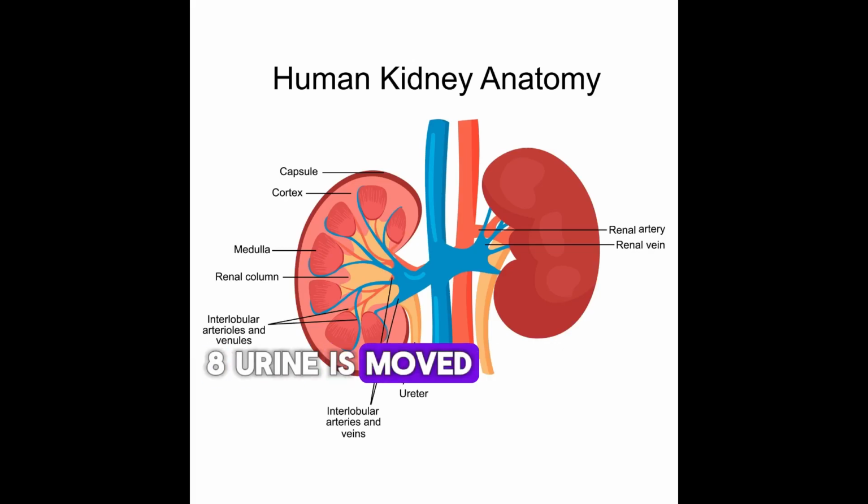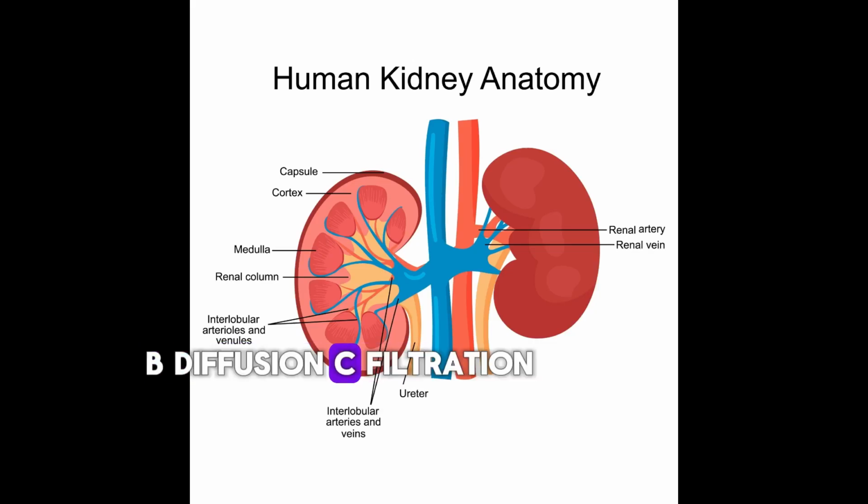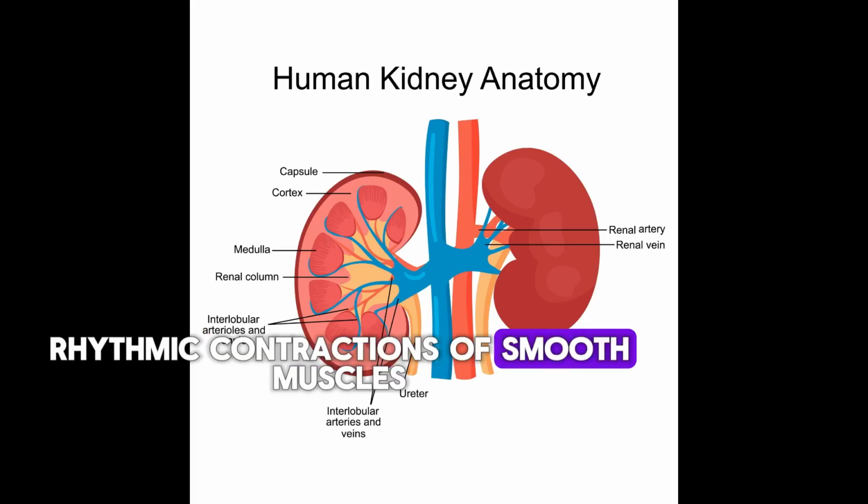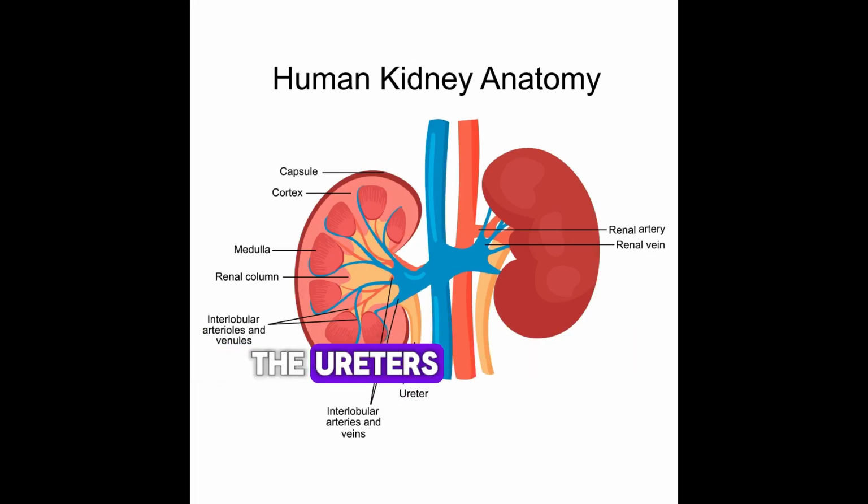8. Urine is moved through the ureters by A. Gravity. B. Diffusion. C. Filtration. D. Peristalsis. Answer D. Peristalsis. Peristalsis consists of rhythmic contractions of smooth muscles that push urine through the ureters.